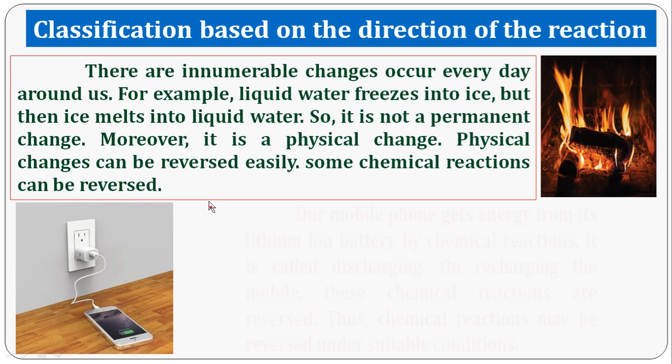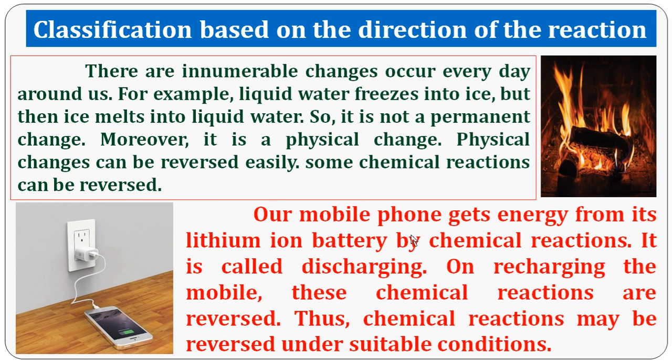For example, our mobile phone gets energy from its lithium ion Li plus battery by chemical reactions. It is called discharging. Again, on recharging, the chemical reaction takes place in the mobile phone. It is a reverse process. So thus the chemical reactions may be reversed under suitable conditions. Based upon this classification, it is classified into two types.